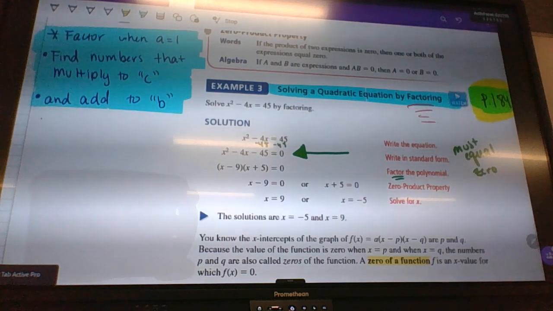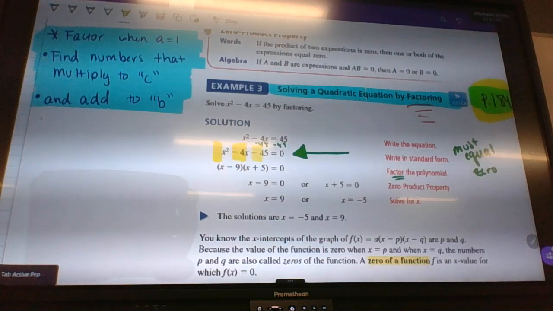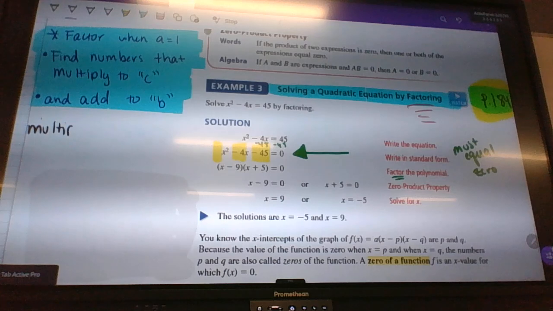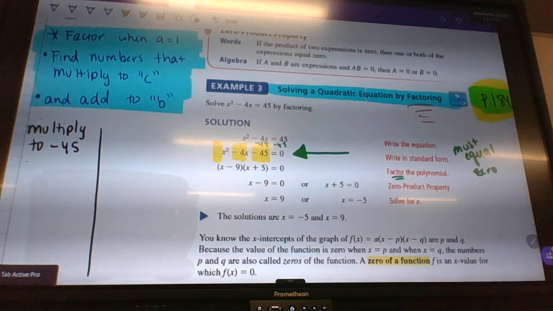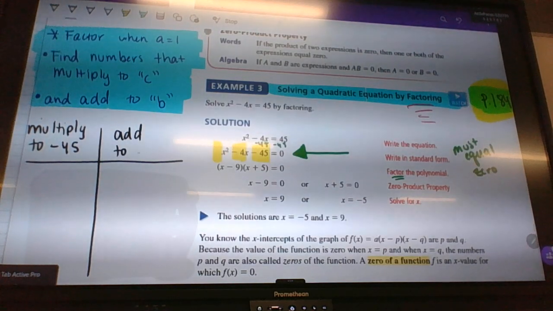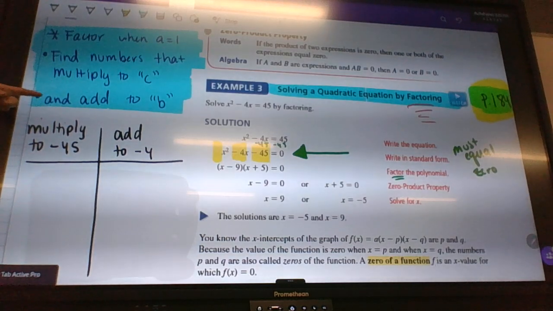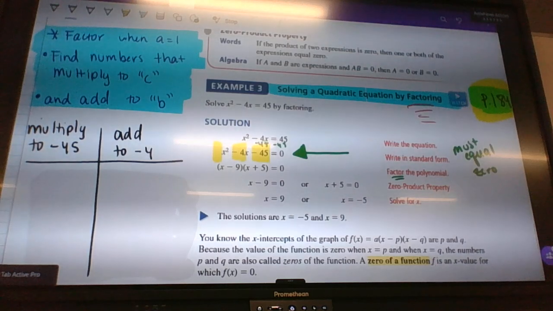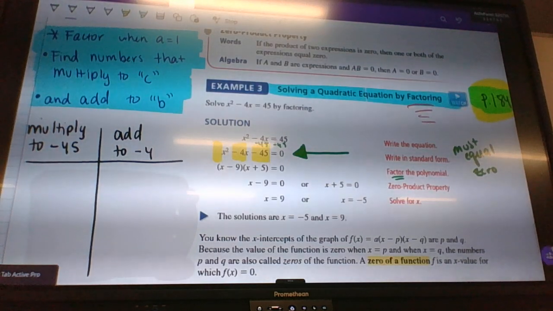So when I look at A being 1, B being negative 4, and C being negative 5. To factor, I like to use a little table. I find numbers that will multiply to negative 45 and will add to whatever's in the middle, negative 4. You want numbers that will multiply to the C value and add to the B value. So I'm going to stop and fill out my table and think about everything that multiplies to negative 45.